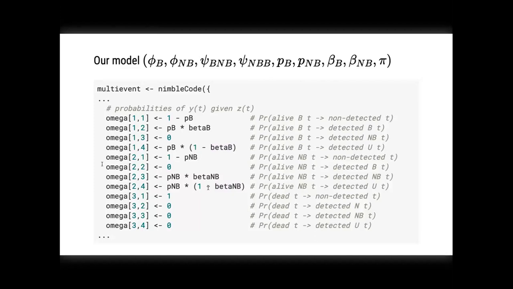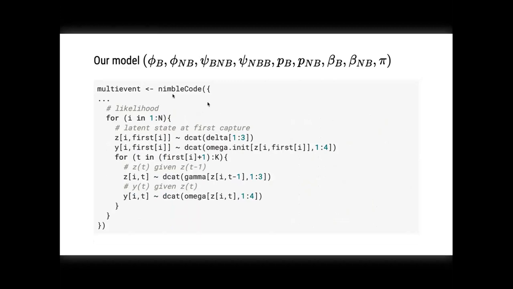And that's basically it. And then you'll see there is another difference: now we cannot really use a deterministic link to initialize the hidden Markov model. We have to use a distribution for the initial state. So we say, at the first sampling occasion, the initial states are distributed as a multinomial or categorical distribution, with vector the delta vector: pi b, one minus pi b, and zero. You cannot be dead at initial state.